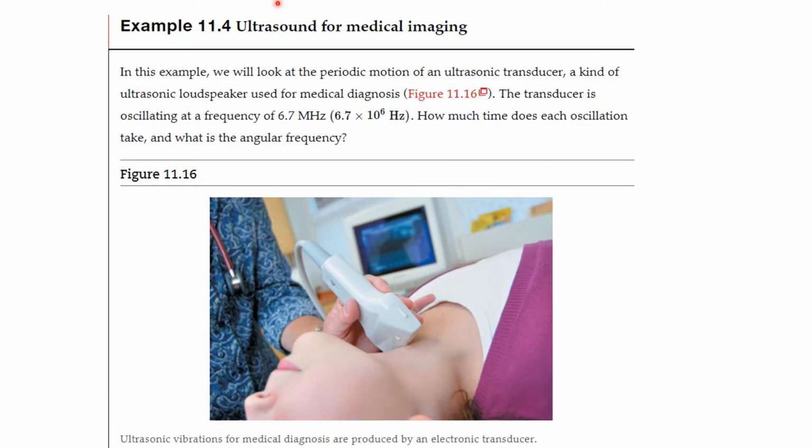Here's an example where we talk about ultrasound for medical imaging. So we'll look at the periodic motion of an ultrasound transducer. There's the transducer, and there's your patient. It's like an ultrasound loudspeaker that's used for medical diagnosis. The transducer is oscillating at a frequency of 6.7 megahertz. Now that is 6.7 times 10 to the 6 hertz. How much time does each oscillation take? I'm going to leave off the angular frequency because that's getting into more trigonometry than we do.